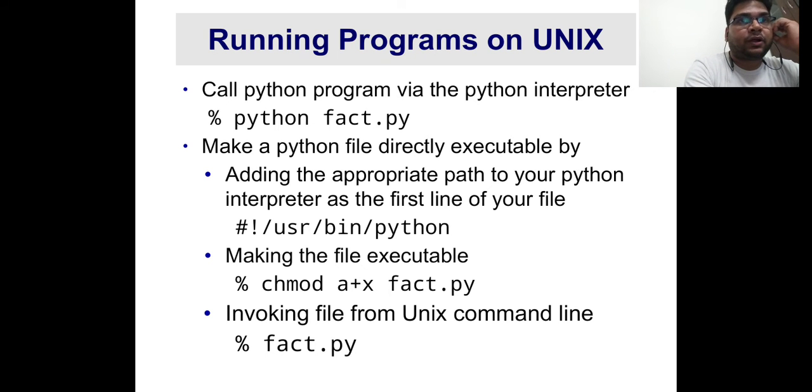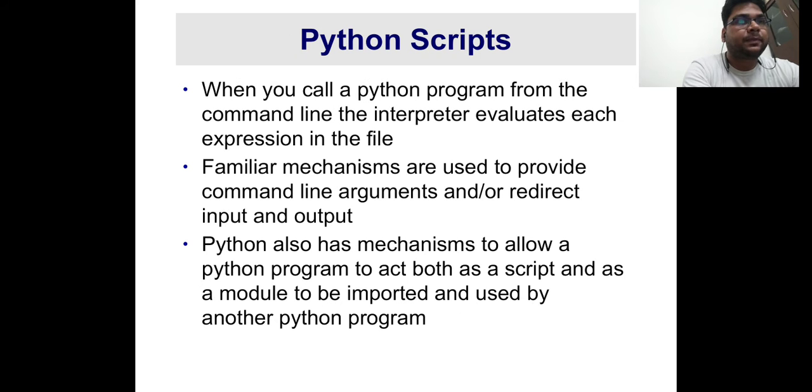Running a program on Unix, you can create your Python program via the Python interpreter, and it will create a py script that you can run. To make a Python file directly executable, add the appropriate path to your Python interpreter as the first line of your file. Like here we have added hash user bin Python. Make your file executable by changing its mode, and then invoke the file from your Unix command line.